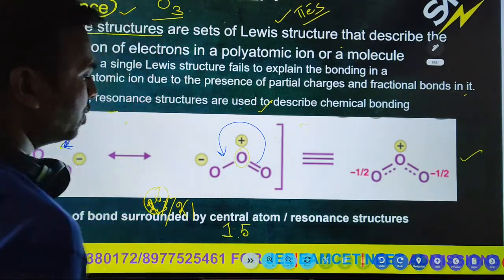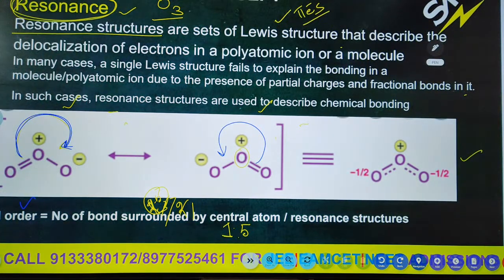1.5. Yes, clear? So can I repeat once again? What is the bond order? Number of bonds surrounded by the central atom, divided by how many resonance structures. So we will get the bond order of the corresponding molecule.